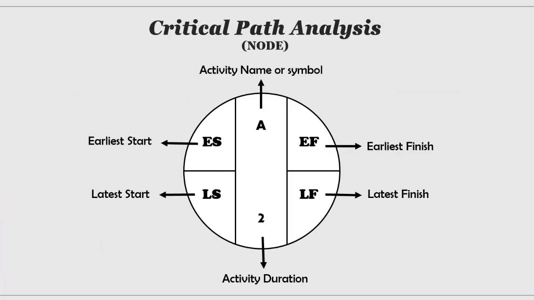The second process is that we need to create an AON model, which stands for Activity on Node, and the image here depicts the elements in a node. The information listed is the name of the activity, the duration of the activity, earliest start, earliest finish, latest start, and latest finish.